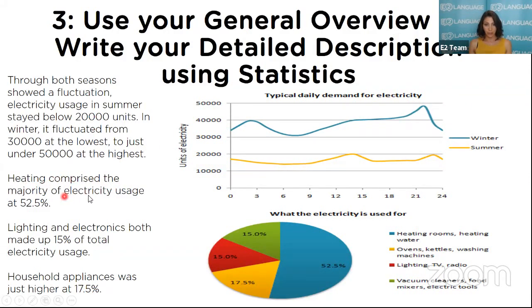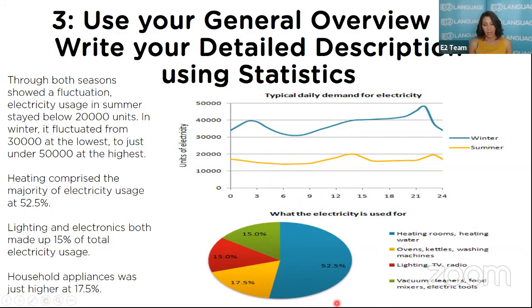Heating comprised the majority of electricity usage at 52.5%. And then I also mentioned, because I had some words left over and some extra time, that lighting and electronics both made up 50% of total electricity usage, and household appliances was just higher at 17.5. Now, you didn't really have to put that. If your response was short and you had a few extra words, you could. Again, the main thing to talk about would be the most noticeable feature.